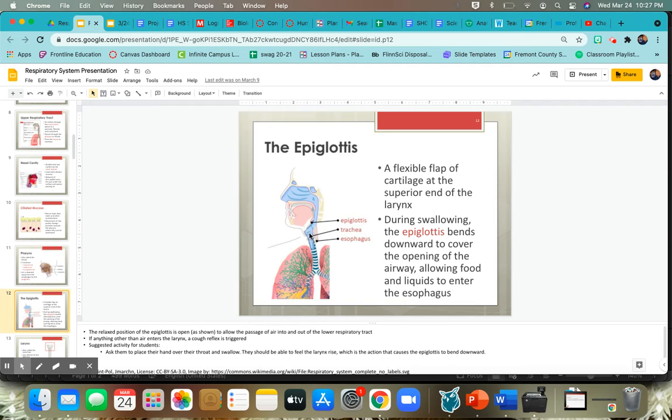Which lets air into and out of our lower respiratory tract, which is our lungs. If anything other than air enters the larynx, we start to cough. We have to cough it back up. One thing that I usually have you do is put your hand over your throat and swallow. You should be able to feel your larynx rise up, and that is what causes the epiglottis, that flap, to bend downward and stop food from going into your lungs.